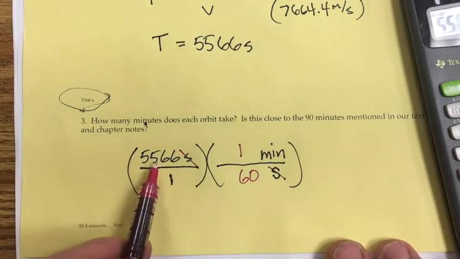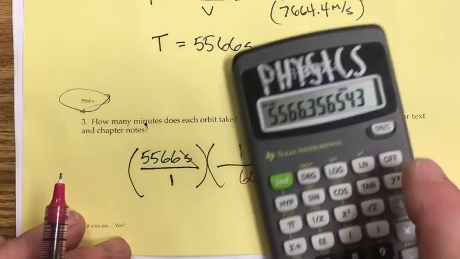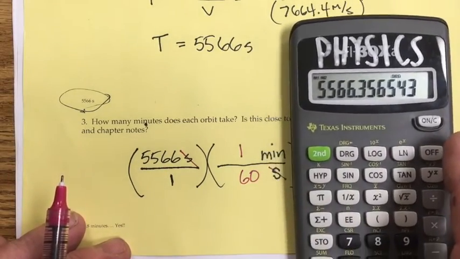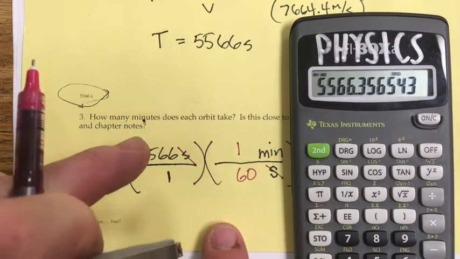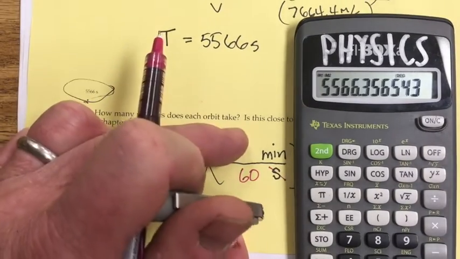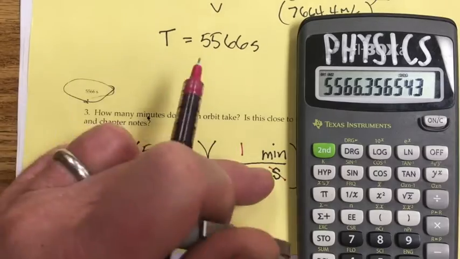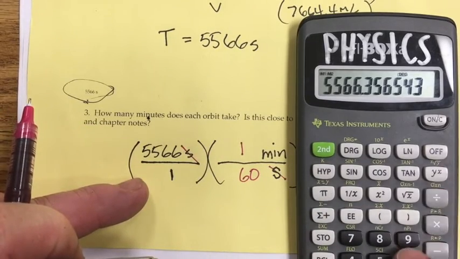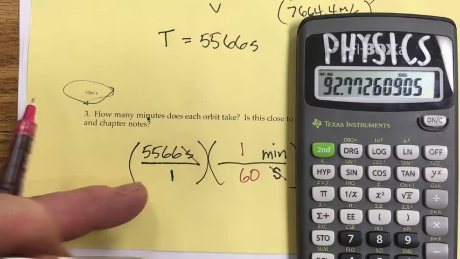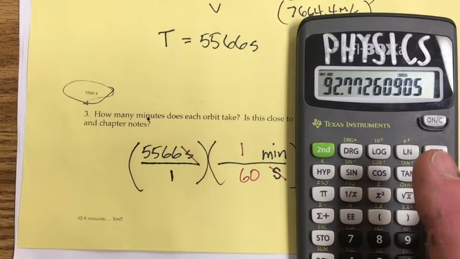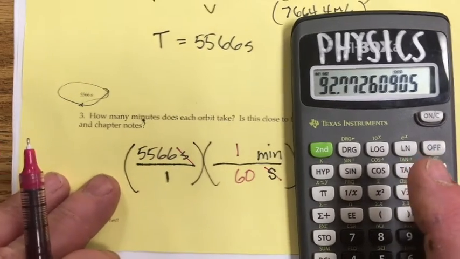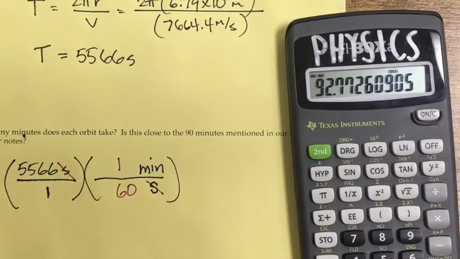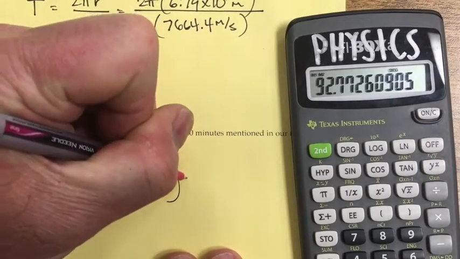Now what I need to do is divide the 5,566 by 60, because 5,566 times 1 is that, and 1 times 60 is 60, so it's really this divided by that. Let's do that, divided by 60. And sure enough, it's about an hour and a half. It's 92.77 minutes.